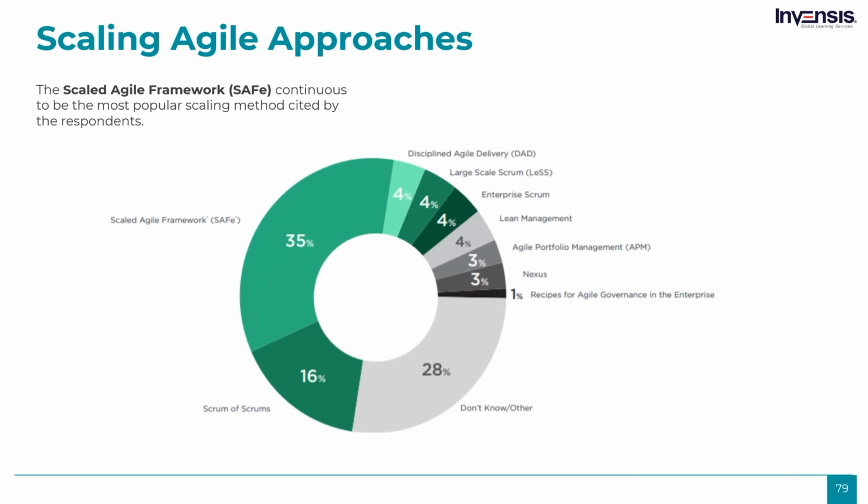And not surprisingly, when it comes to scaling Agile, SAFe is the scaling framework of choice, again. The Scaled Agile Framework, or SAFe, continues to be the most popular scaling method cited by respondents, increasing by 5% over last year and outpacing the number 2 choice, Scrum at Scale, by 19%.